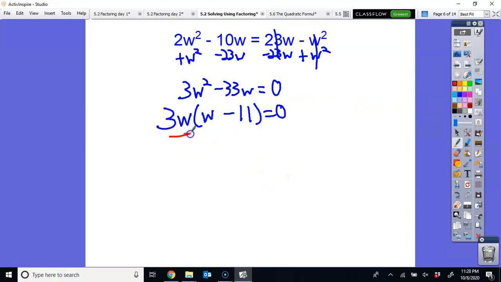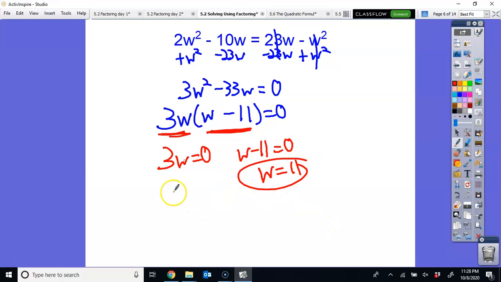You still have this times this equals nothing. So this could be nothing, or this could be nothing. One of your answers would be 11. And the other answer, notice if I divide by 3, gives me w equals 0. The 3 can't be 0. 3 is just 3. So the 3 is not really doing anything out there. But the w could be 0, and it would make this whole equation true. So that is my solutions using factoring.